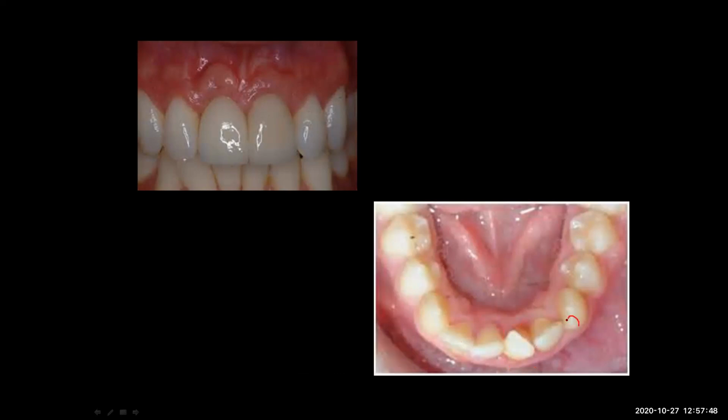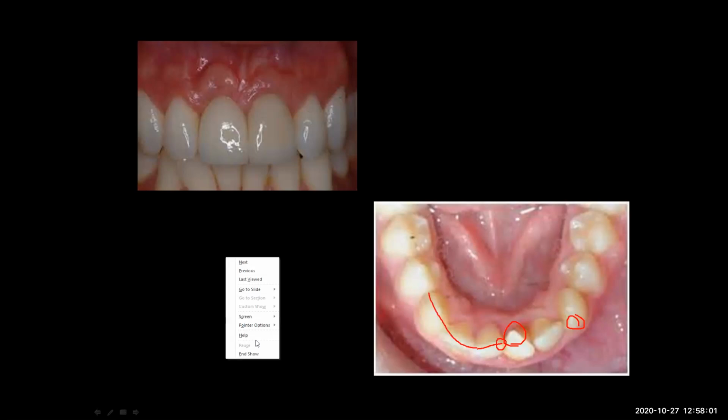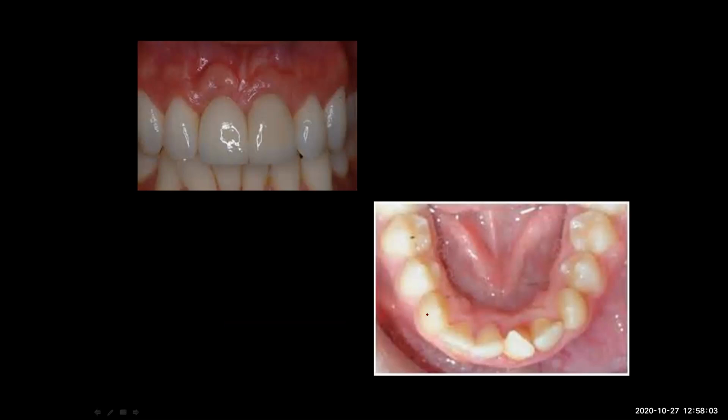So this would be mesiofacial. This would be mesiolingual. This would be mesiolingual, probably. And then you're coming around normally. But can you see where you have to have that bird's eye view to figure out where the teeth are?